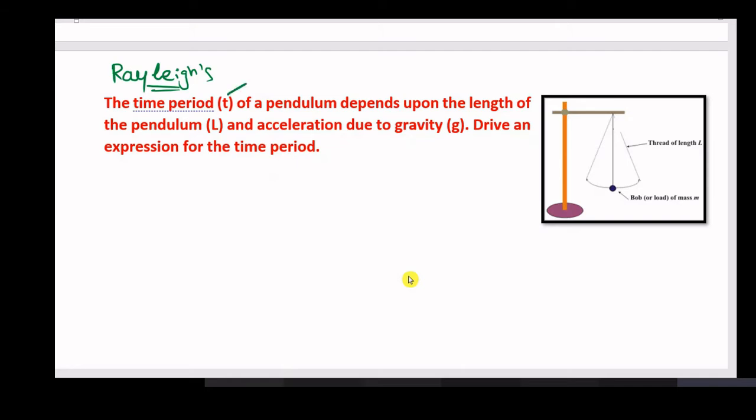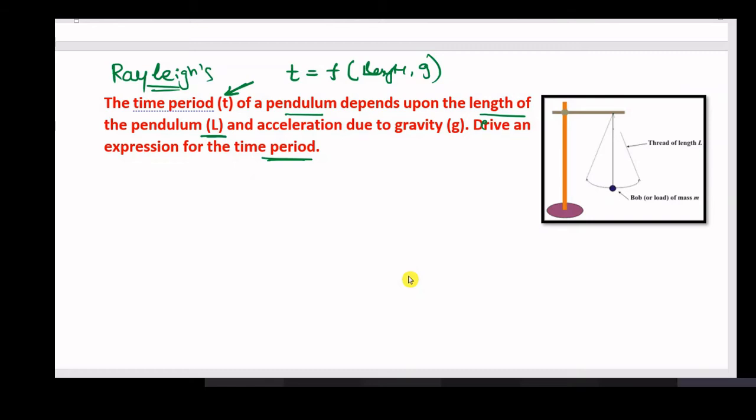The time period T of a pendulum depends upon the length of the pendulum L. So T is a dependent variable. T depends on length. So T is the dependent variable. It is a function of length L and acceleration due to gravity. So it also depends on the G value, that is acceleration due to gravity. So derive an expression for the time period using Rayleigh method.